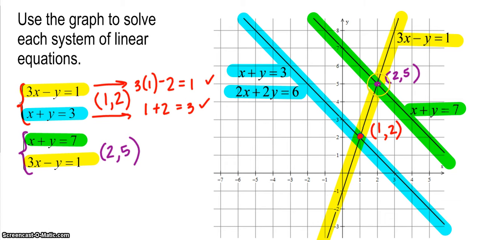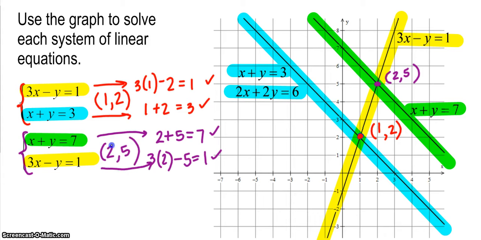So it is the ordered pair that is a solution to that system. Now I'm going to come over here and verify that 2, 5 is indeed a solution to both linear equations. I have 2 plus 5 equals 7. I put a 2 in for x and a 5 in for y. That is indeed true. 3 times 2 minus 5 equals 1. 6 minus 5 equals 1 is also true. This ordered pair, 2, 5, is indeed the solution to the system.